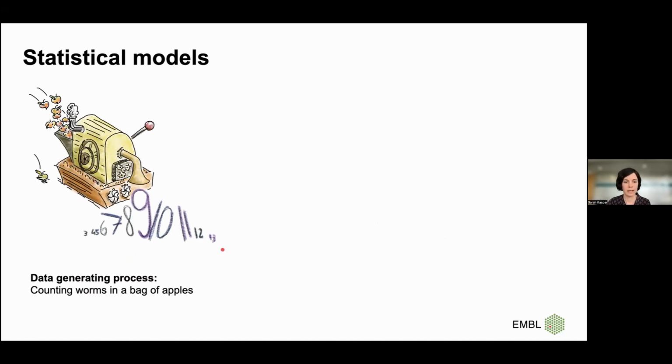So here the idea is that we have some data generating process. So for example, the way in which you choose your 10 bags of apples, and then maybe you have some complicated machine that slices them and makes some heuristic about how many worms you have in each bag and spits out some count. That's a data generating process.